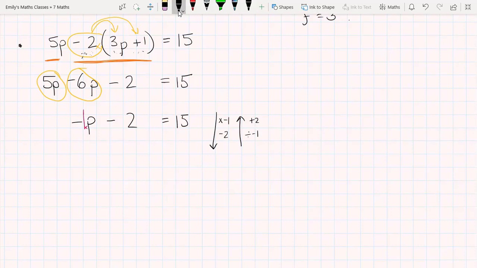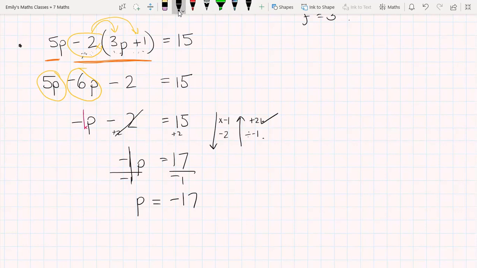So let's go over here. Let's take away the 2 from that side, and from that side. Plus 2 minus 2 goes. What am I left with? Minus 1p equals 15 minus 2 is 13. Now the last thing to do is divide by minus 1. Divide by minus 1. Minus 1 over minus 1 goes. I'm left with p equal to 13 over minus 1, which is minus 13. And that is done.